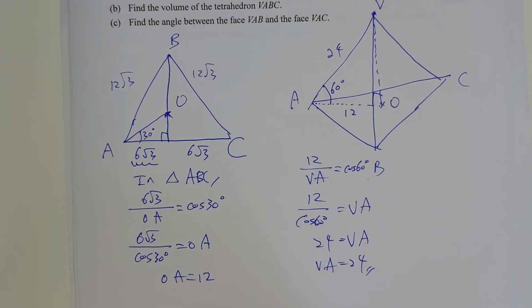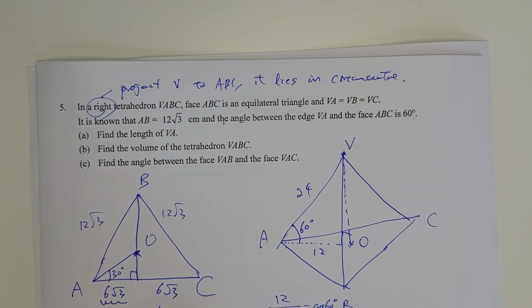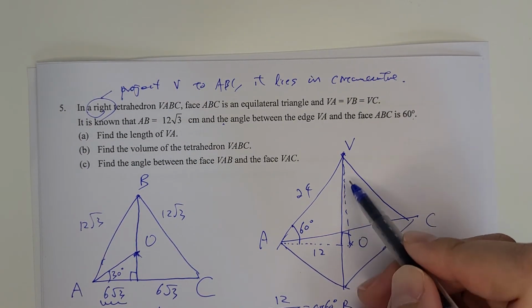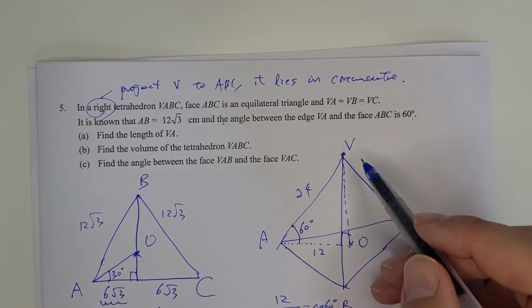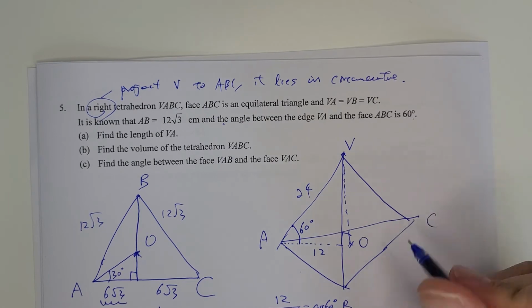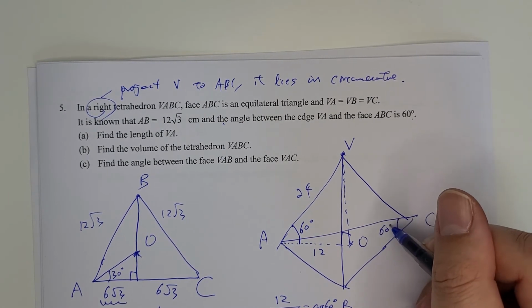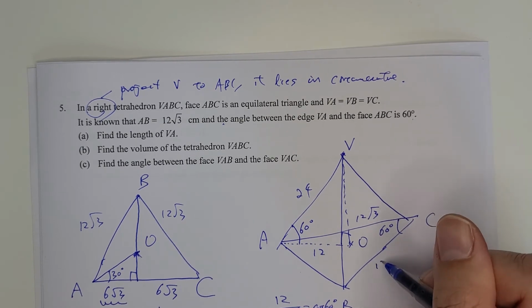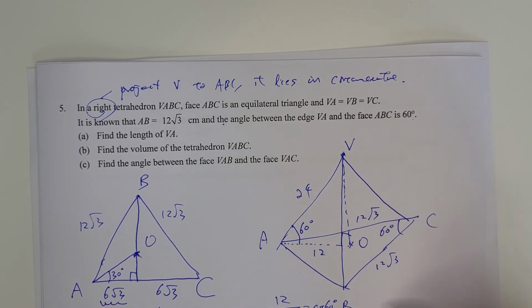Go to part B. Part B, find the volume of this tetrahedron. That's quite straightforward because you can find OV now. That's the height of the tetrahedron by using Pythagoras theorem. Also, there's 60 degree, right? AC 12 root 3, BC 12 root 3. You can find the area of triangle ABC.